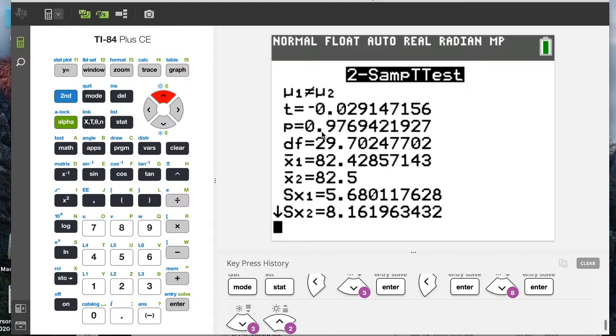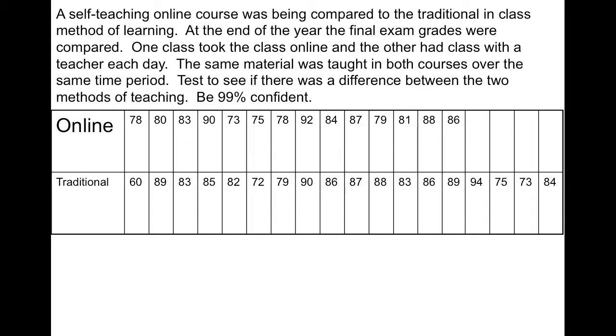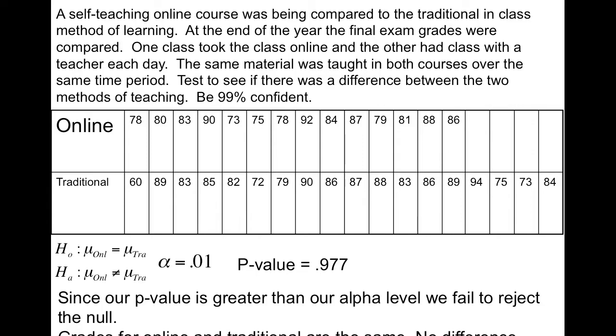0.977 is our p-value. Okay, so now let's go back to our PowerPoint. We had our null and alternate, our alpha level. Now we have a p-value of 0.977. So obviously our p-value is greater. Since our p-value is greater than our alpha level, we fail to reject the null. Grades for online and traditional are the same, no difference.